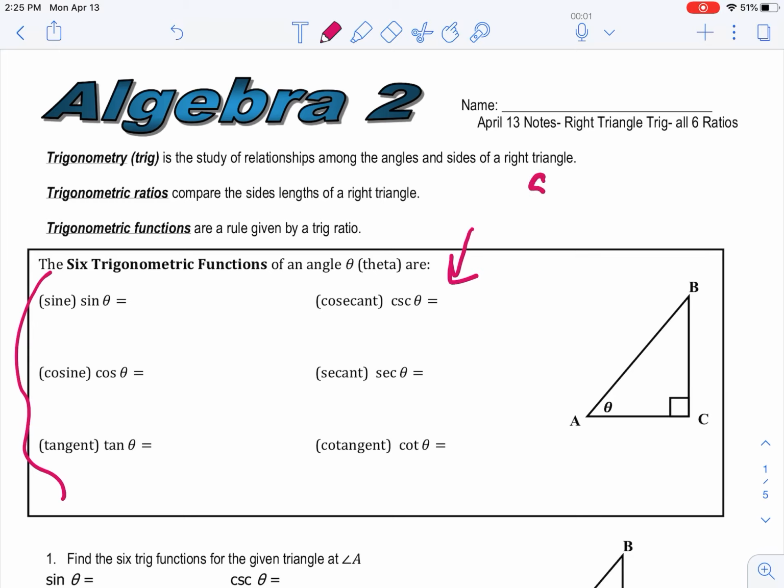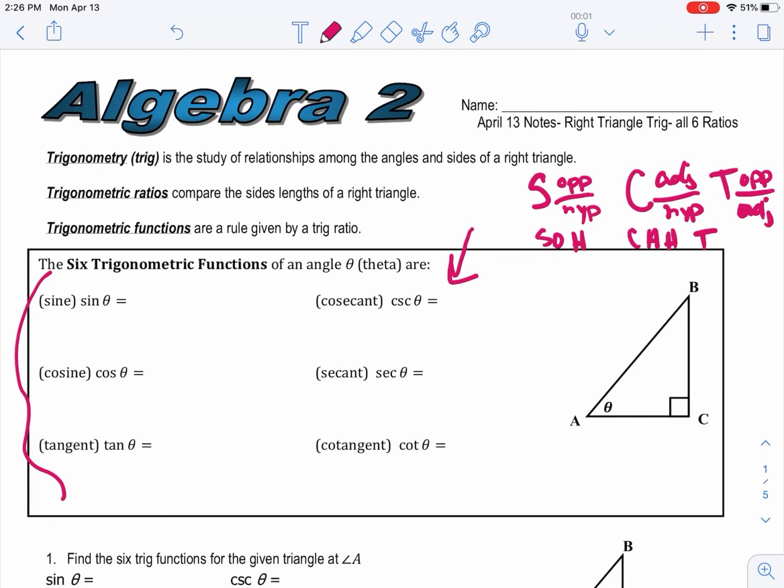So sine is our opposite side divided by our hypotenuse, or soh. And then we had cosine, adjacent over hypotenuse, and that was our cah. And then we have tangent is opposite over adjacent, and that's toa.